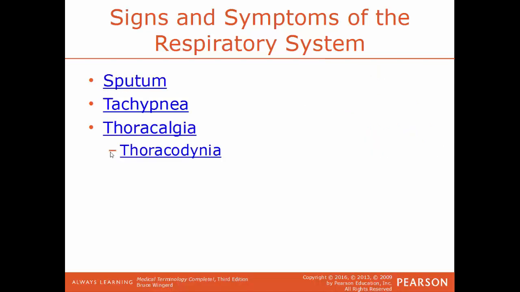Sputum. This is a mixture of mucus and saliva, and that gets coughed up from the respiratory tract. Tachypnea, abnormally fast rate of breathing. Thoracalgia. This is having pain in the chest. Another word for this would be thoracodynia. So those are synonyms for each other. They both reference having pain in the chest.